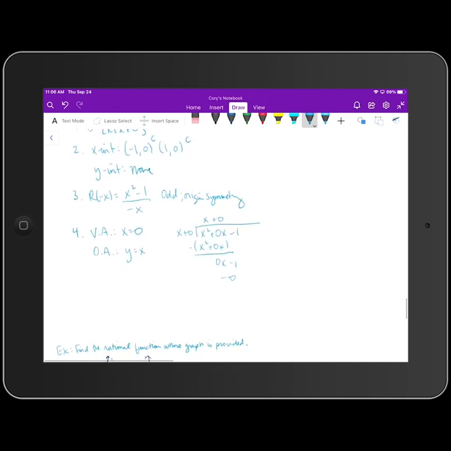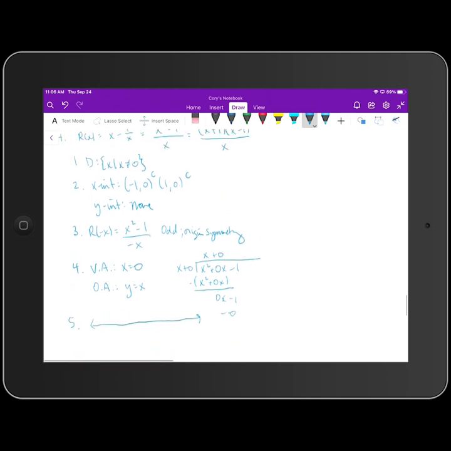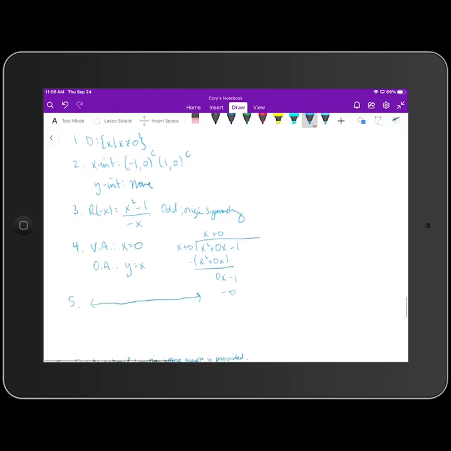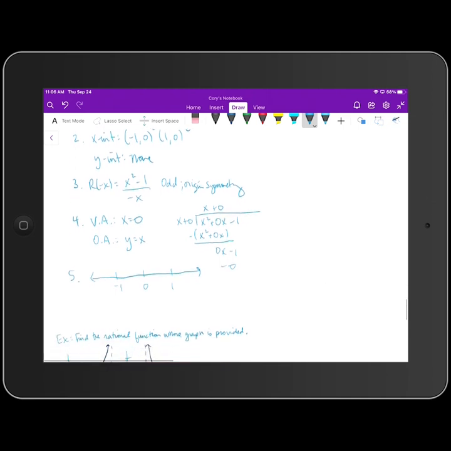Okay, so step 5, we're going to make our table. So the values that go on our table are the x-intercepts, vertical asymptotes, and holes. There aren't any holes here. So our x-intercepts are -1 and 1, and our vertical asymptote is 0. So those 3 values split the number line up into 4 intervals.